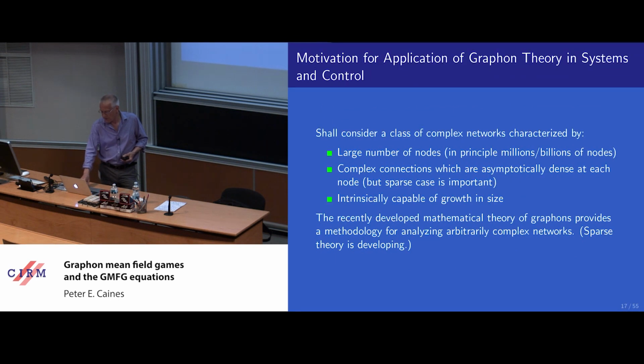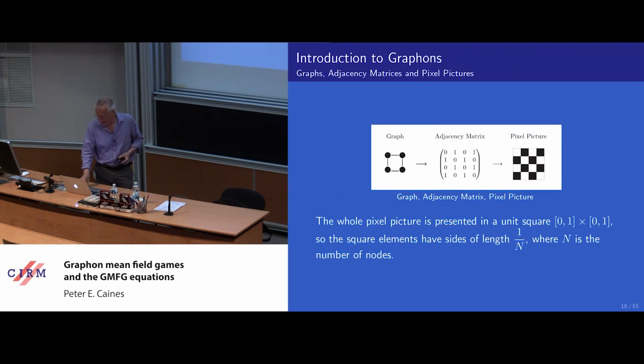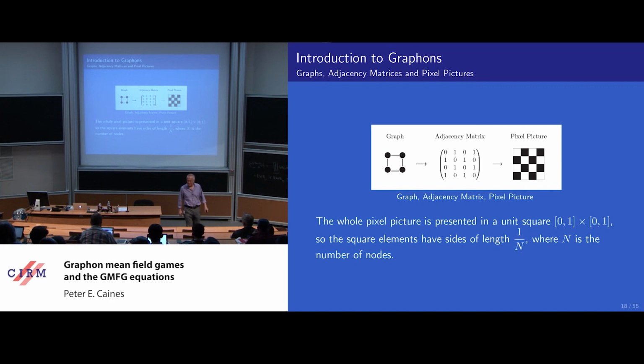So we're going to consider networks with large numbers of nodes, in principle millions or billions, complex connections, which are asymptotically dense. This is a technical point, but locally, in the theory we're using at this point, you're going to have an arbitrarily large number of neighbors, but those connections do not stretch necessarily over the whole network. But the locally finite problem will be tackled depending upon the advances in the theory by those who are working on it and our capacity to understand that.